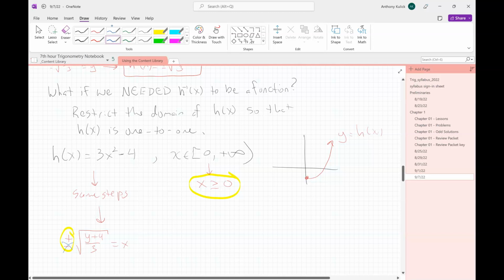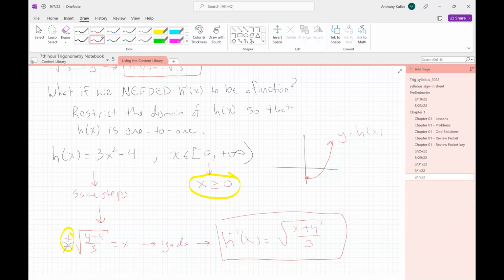If x has to be greater than or equal to 0, x can't equal plus or minus something, x can't be minus. Right? Because minuses aren't greater than or equal to 0. And then yada, yada, yada. There's our answer, which we notice is a function.